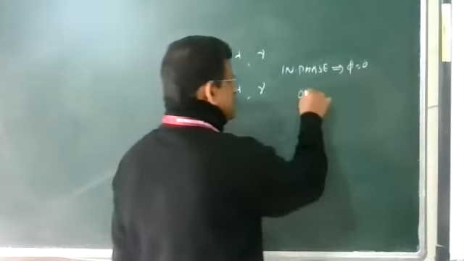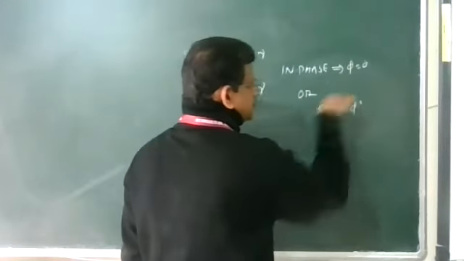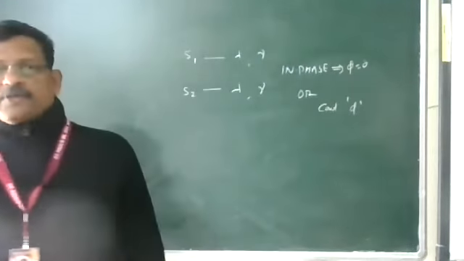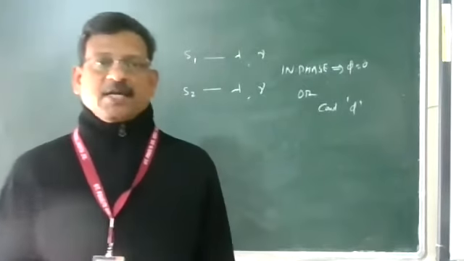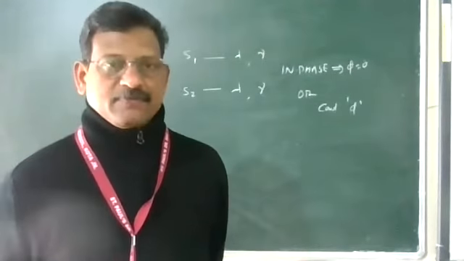Or another option: they can have a constant phase difference, a constant phase difference throughout. Such kinds of light sources we call coherent sources. Coherent sources.